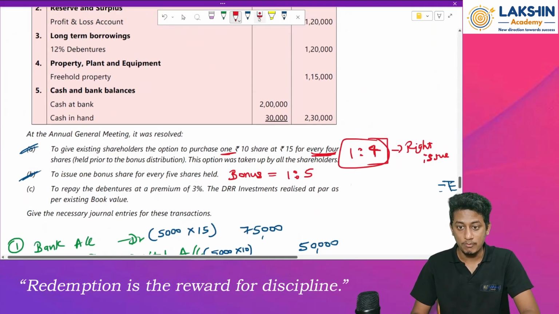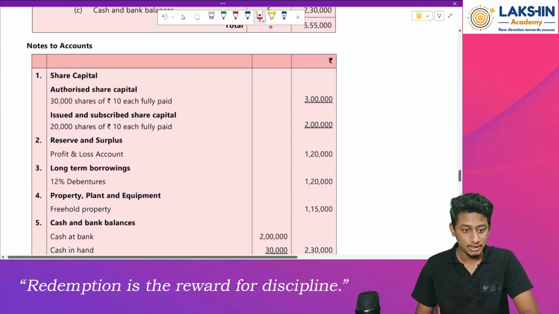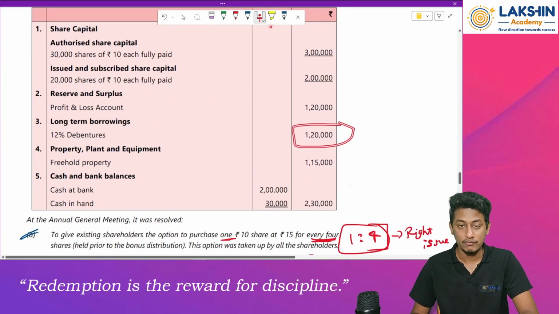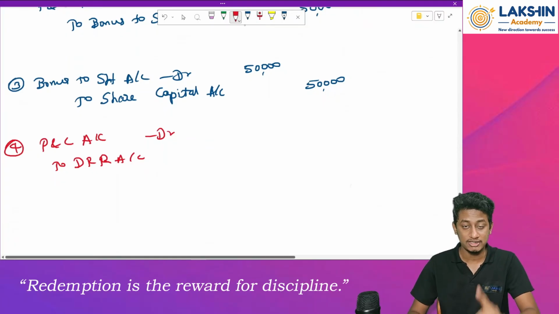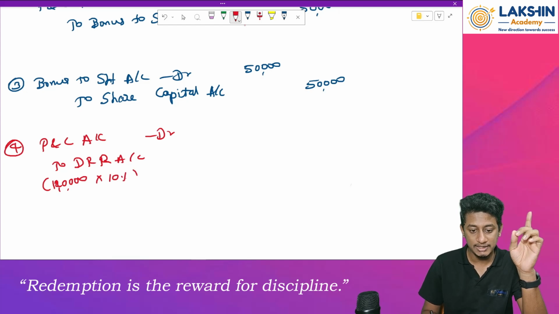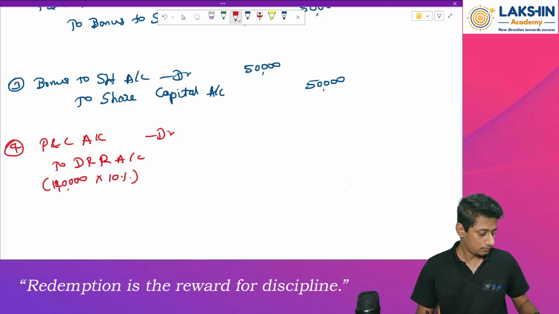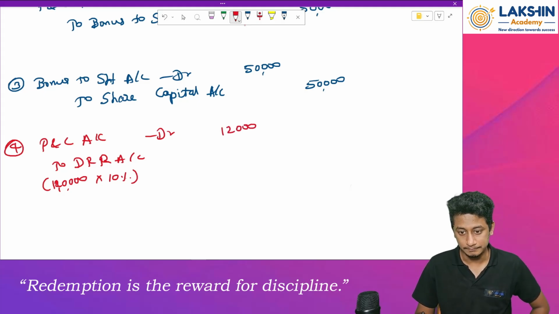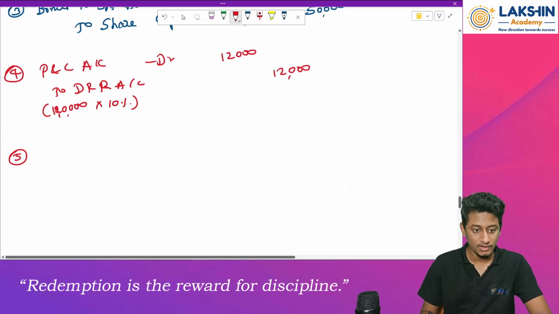First of all, check how much debentures will be redeemed. Debentures are at rupees 1,20,000. So 1,20,000 into 10%, because 10% should be the DRR. Remember? So 1,20,000 into 10% is the value, that is rupees 12,000.